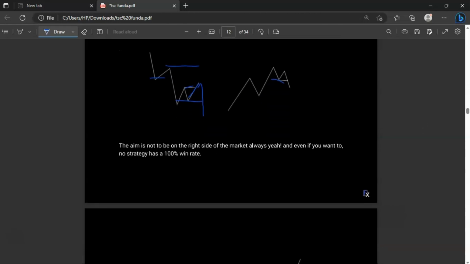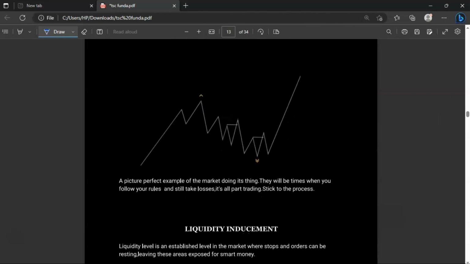The aim is not to be on the right side of the market always. Even if you want to, no strategy has a 100% win rate. This is an example of getting a very nice trap: a break of structure down, a substructure by the way, and then a break of structure up, giving you a nice change of character. But what happens?